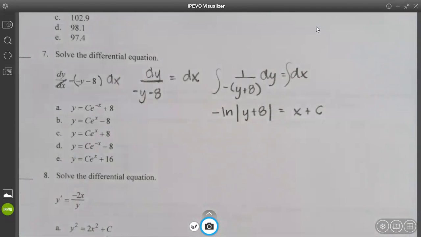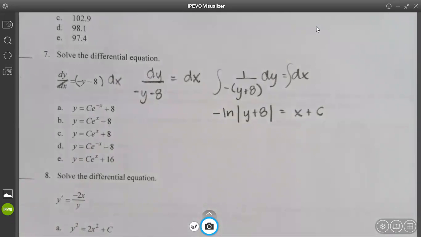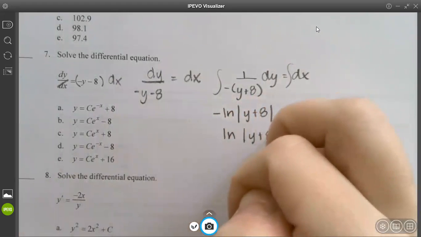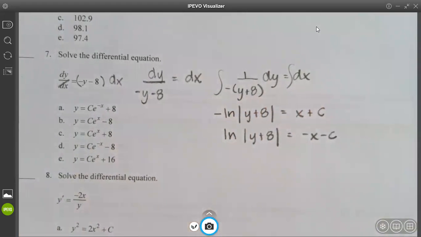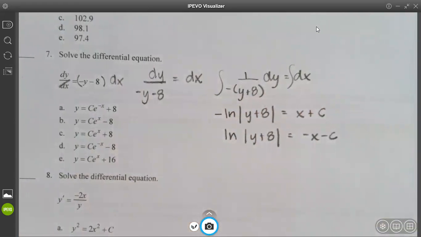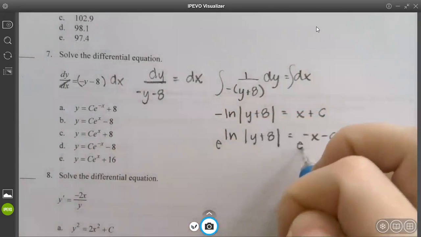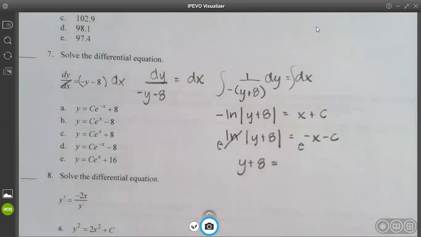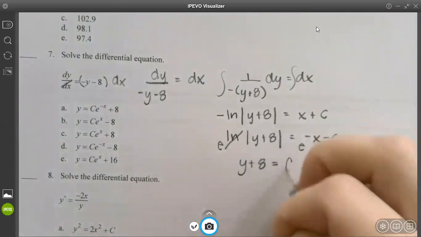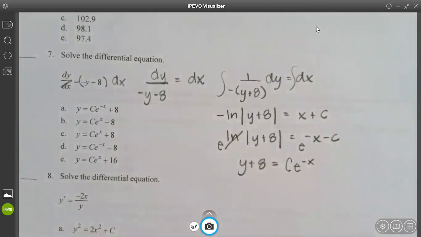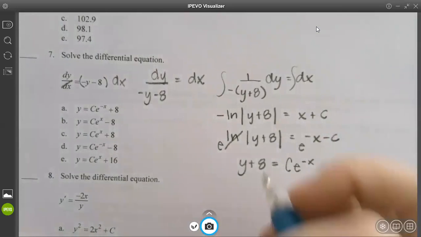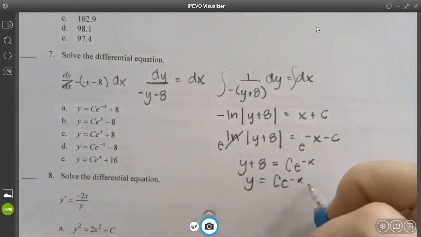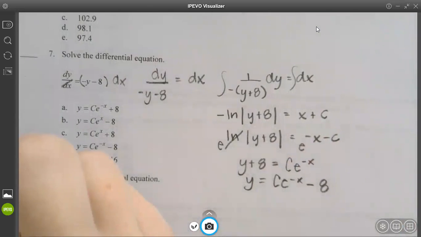It's okay. What do I do now? Divide by -1. Negative x minus C. And again, remember that C doesn't really matter. What do we do now? E both sides. We get y plus 8 equals C to the -x. Remember, the negative on the C doesn't matter because we could use anything for C. We could use a positive C or a negative C, so we don't need to bring that negative down with it. Okay, so just make it regular C. What do I do now? So y equals Ce to the -x minus 8, and we get B.